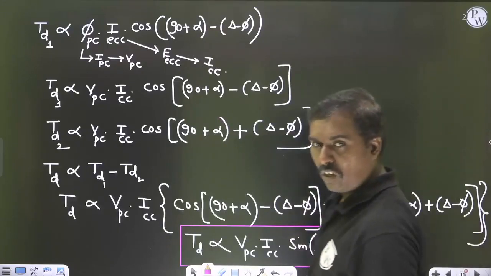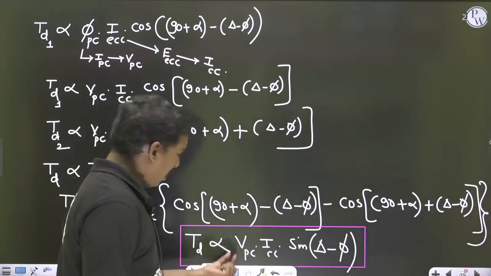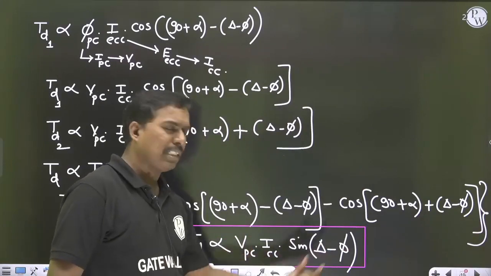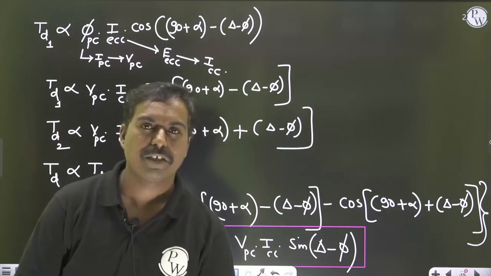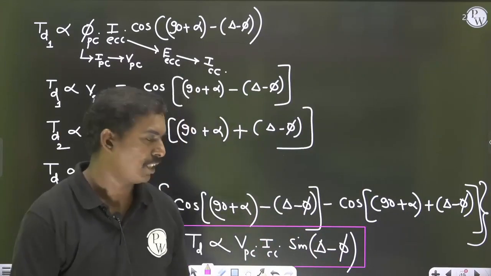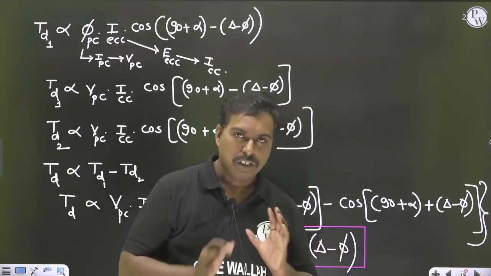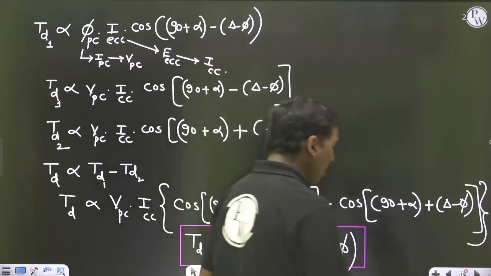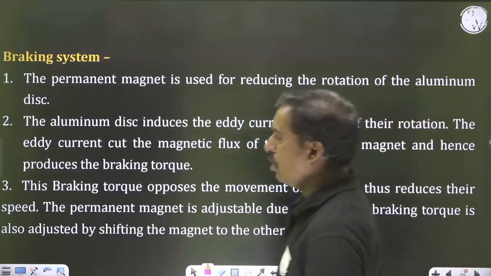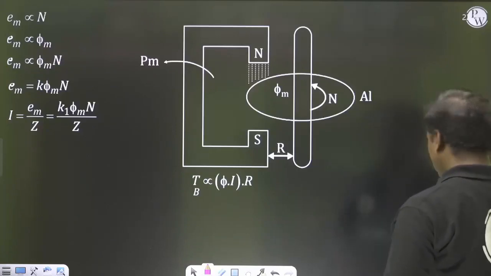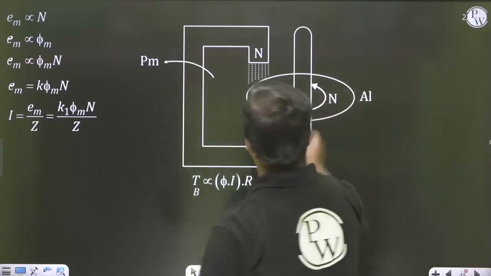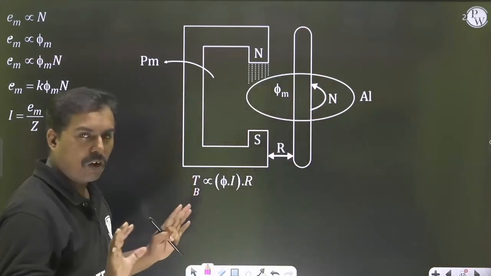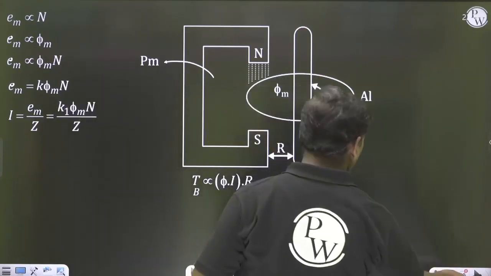The deflection torque is equal to some constant times VPCI. Finally, VI sin, but when delta is equal to this, I am going to get 90 degrees if I am taking sine of 90 minus phi, cos phi. So deflection torque we got. Now we are going for the braking torque. To know the braking torque, if you come back to the diagram, in the braking torque, what we have is a spindle. I think all of you got the deflection torque expression.